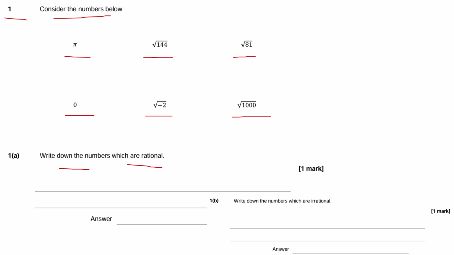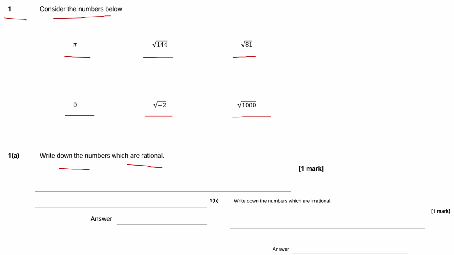Now, the key with rational numbers is that it's a whole number, or it can be expressed as a fraction, or it gives you a terminating decimal. That's the key. But some recurring decimals are also fractions, so bear that in mind.